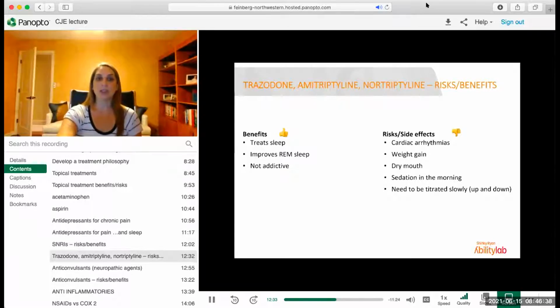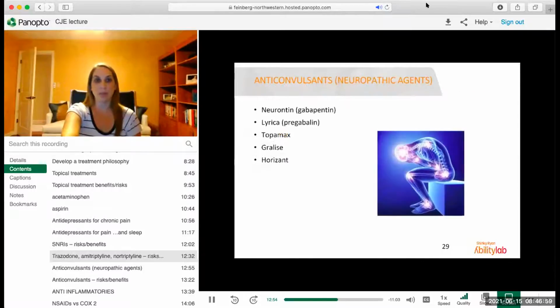A little more detail on trazodone, amitriptyline, and nortriptyline. Those can also treat sleep, and they improve REM sleep. Again, not addictive, but they carry risk of side effects. They can cause cardiac arrhythmias, so you want to be cautious with that. They frequently cause weight gain, dry mouth, and some morning sedation, and again, you have to go up slowly and wean off slowly.